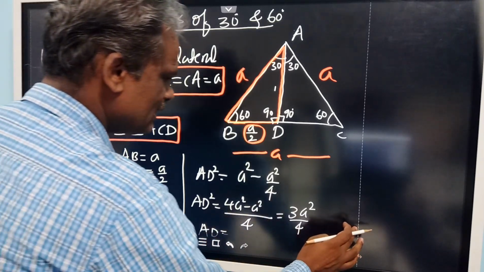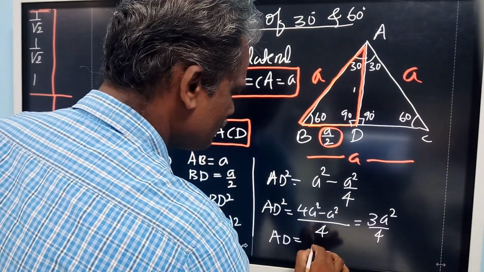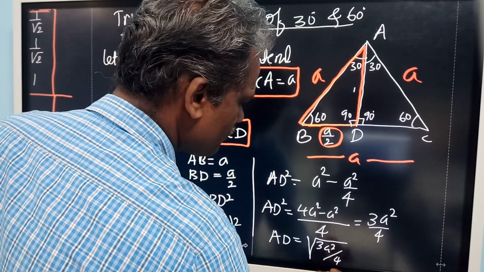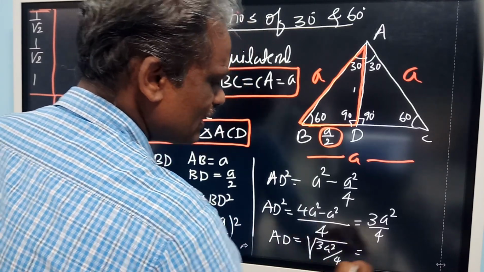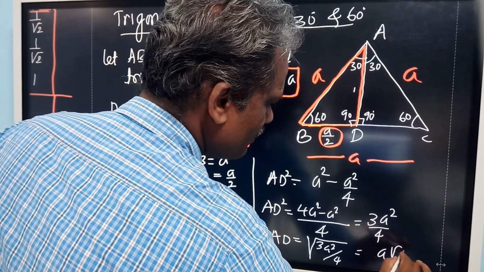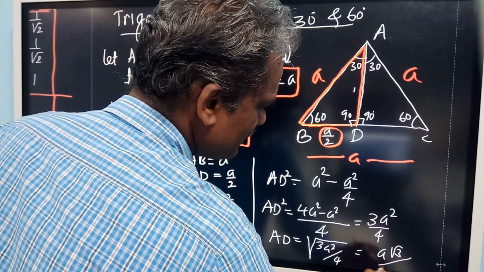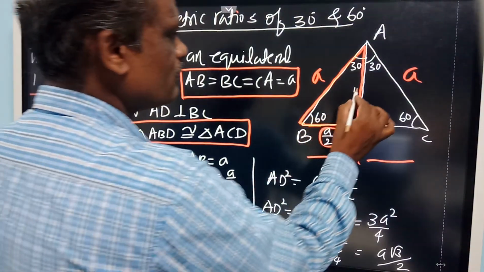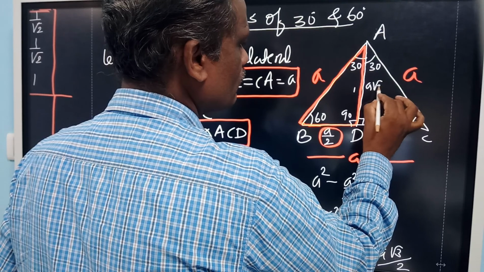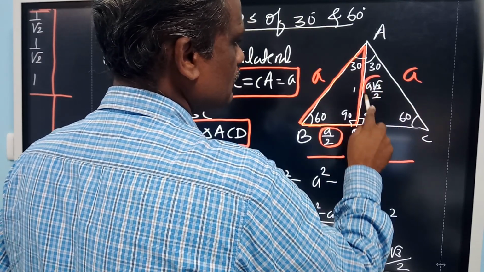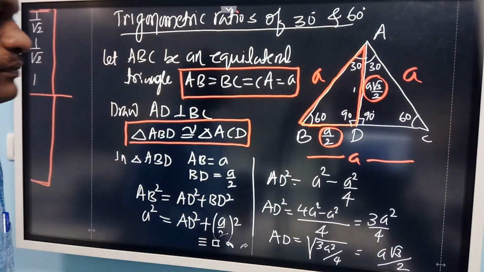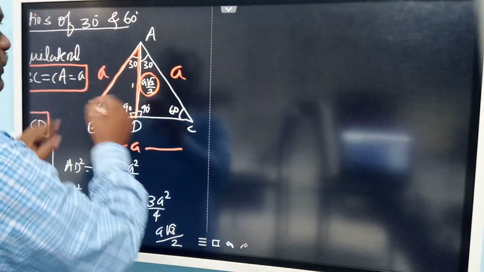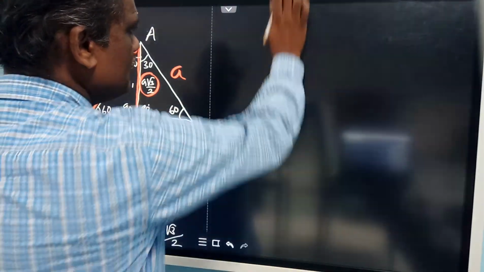So AD will be equal to root of this, 3A square by 4. A square can be taken outside, A, root 3, and for 4 you can take outside, that is 2. So that means this will be A root 3 by 2. So this is the length AD. So now I will take only this part once again. So look at this.